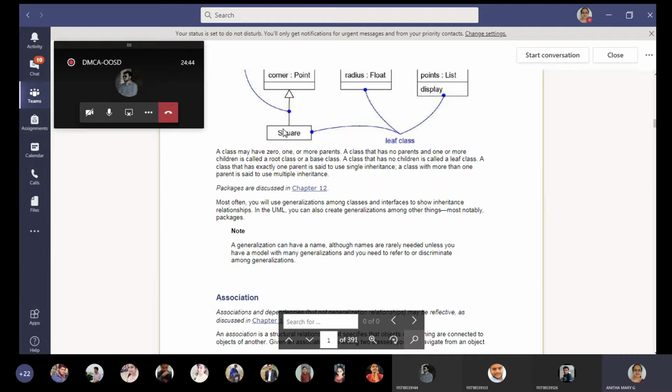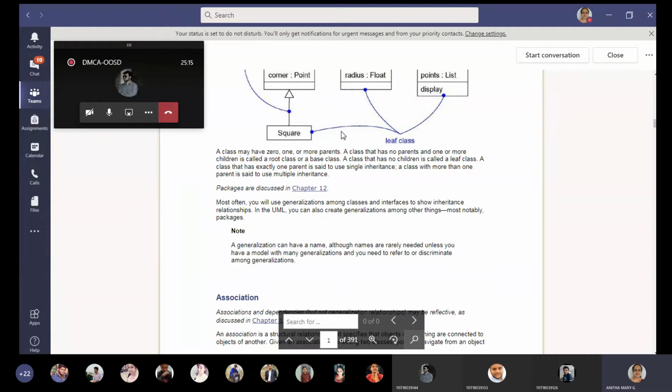A class that has exactly one parent, we call that single inheritance. One parent, single inheritance. A class with more than one parent, we call multiple inheritance. Maybe you might know this terminology already, but since it's part of our chapter content today, I just repeated it.